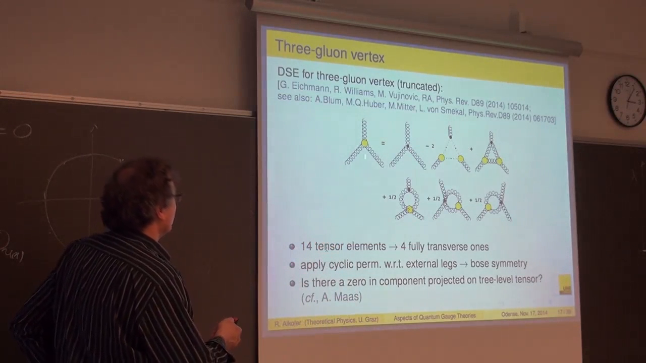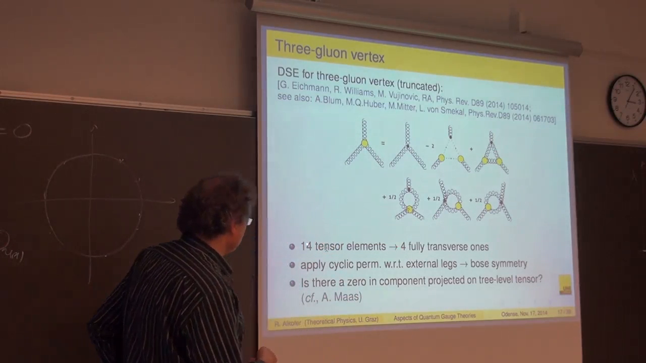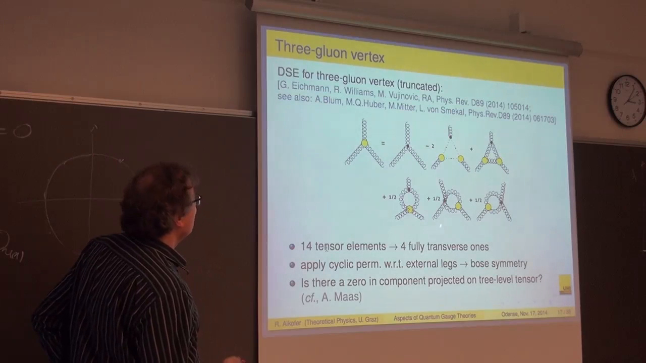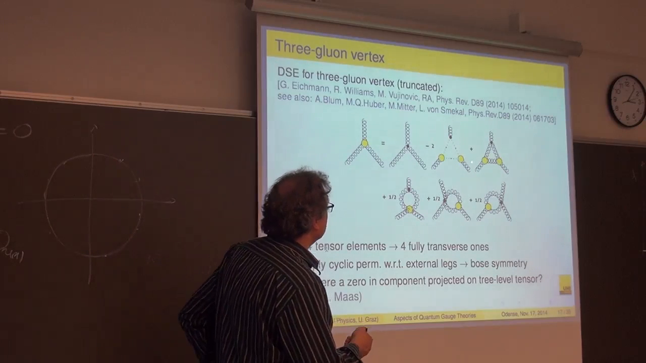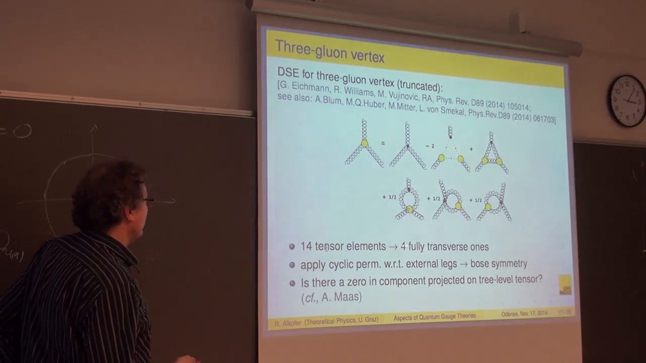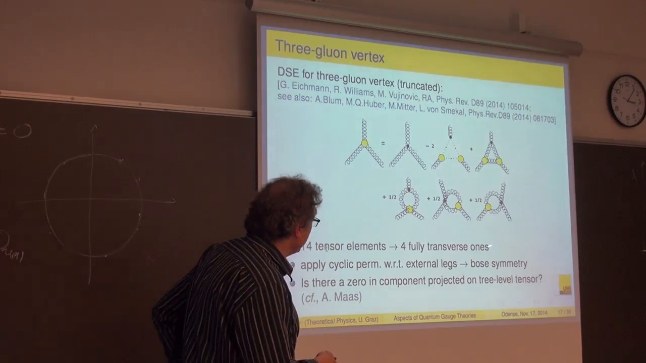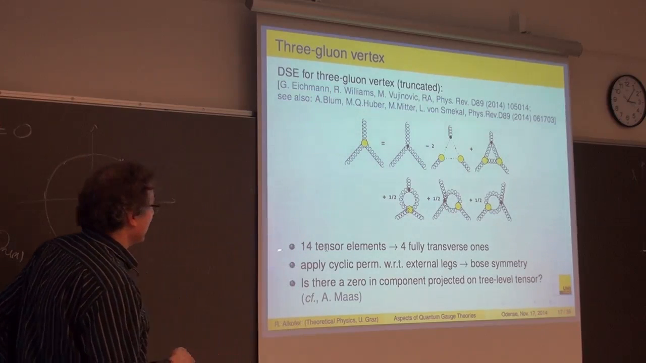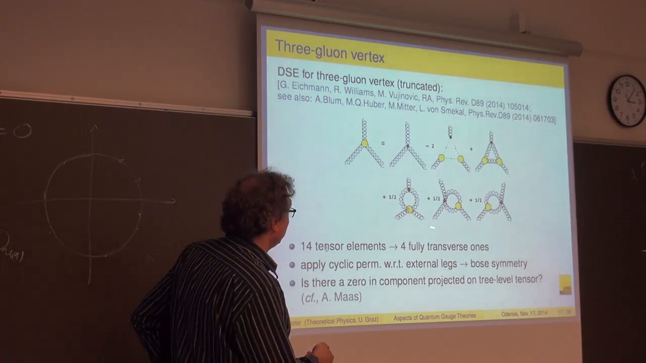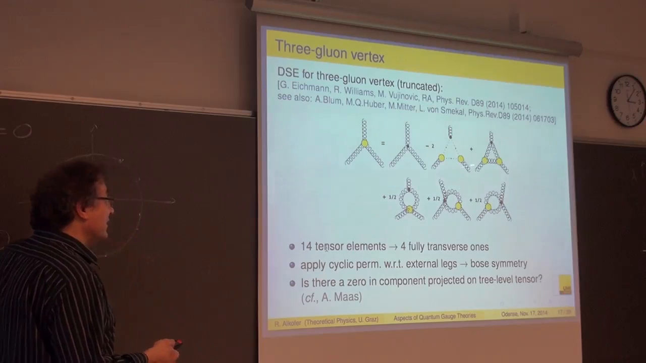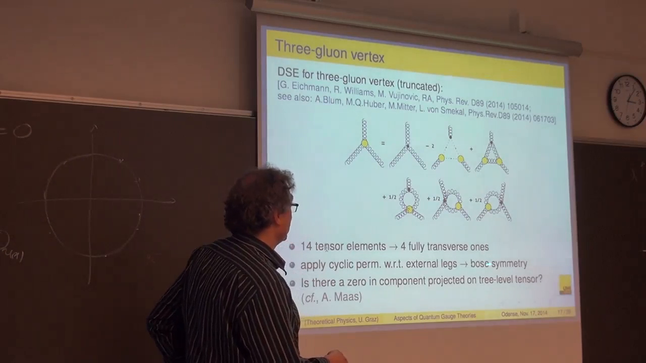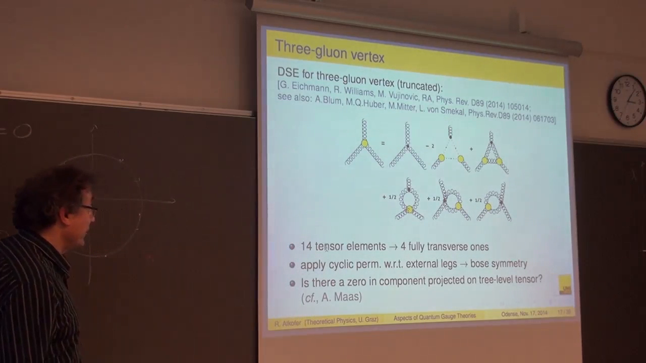Now, in the non-perturbative domain, the three-gluon vertex has 14 tensor elements, but only 4 fully transverse ones. Now comes an important benefit of using Landau gauge. There the transverse Green's functions form a system which closes onto itself, so I can neglect the other 10 tensor elements. What we then still do, in order to get the symmetries right, is apply a cyclic permutation with respect to the external legs to restore Bose symmetry.